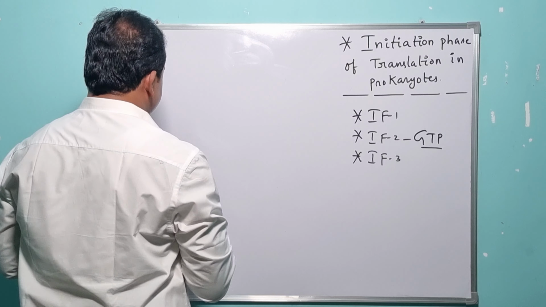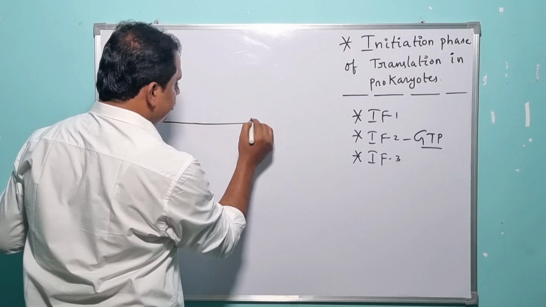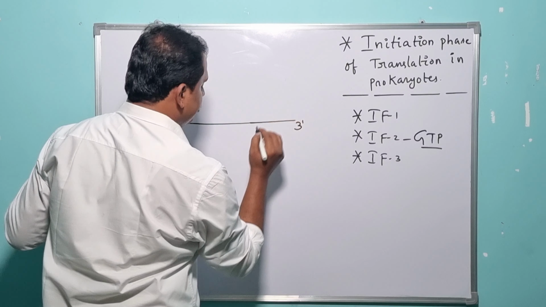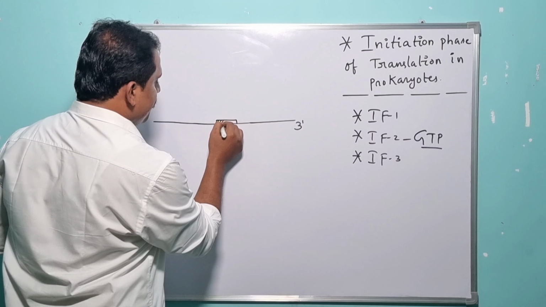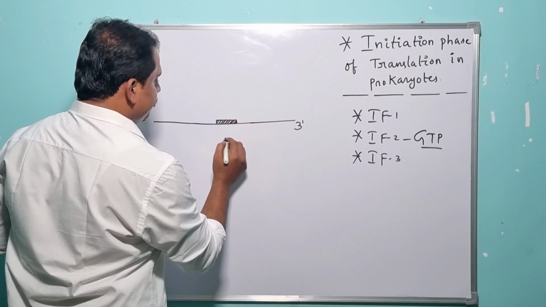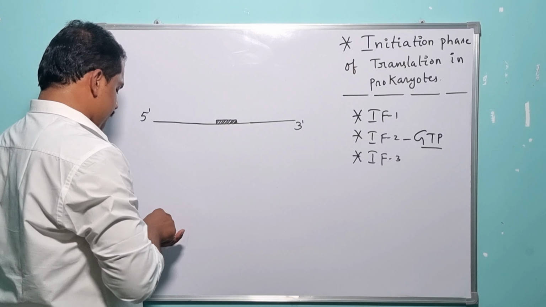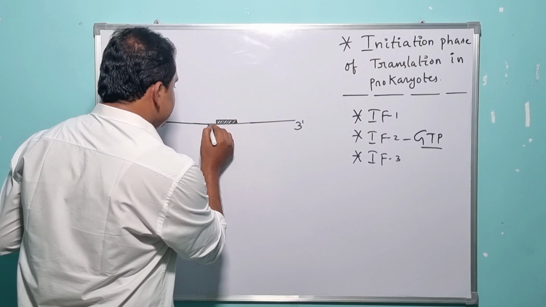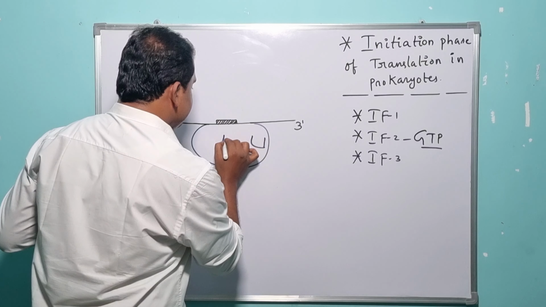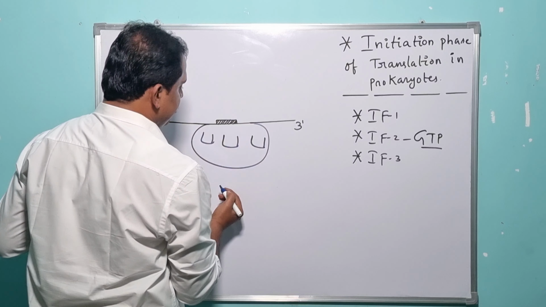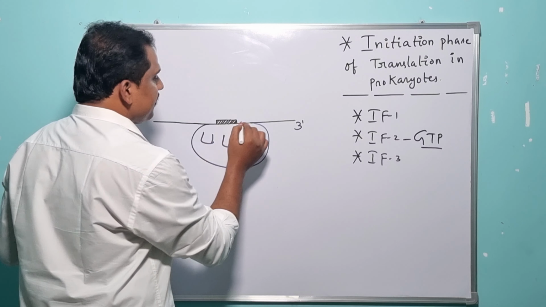So let us assume this is the mRNA. Here, let us assume this is the start codon or the initiation codon. And let us assume this is the small subunit of the prokaryotic ribosome with three specialized sites: A site, P site and E site. And these are the three specialized initiation factors.